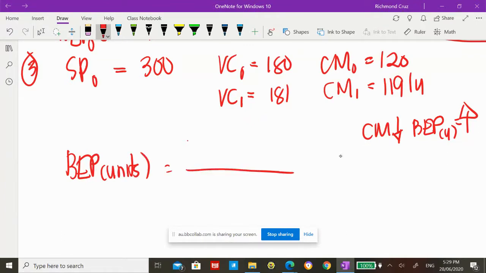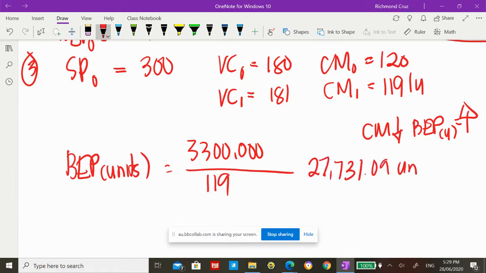So, this will be 3,300,000. Di-divide ko ng 119. So, yan yung new contribution margin. So, that is 3,300,000. I-divide natin ng 119. So, lalabas is 27,731.09 units. Or, sabi niya kasi mag-up daw.